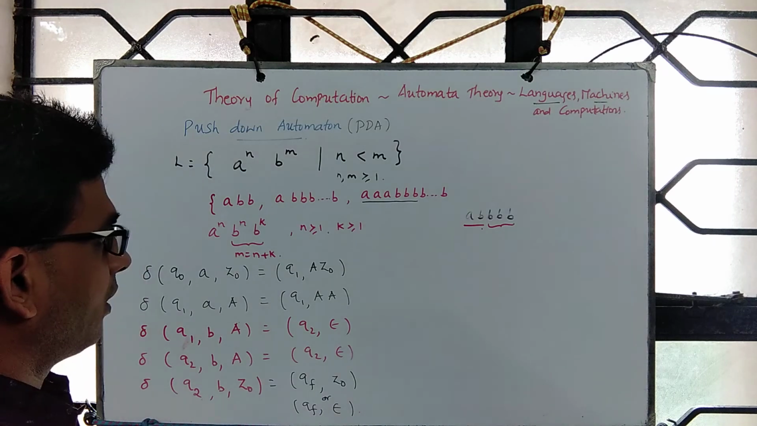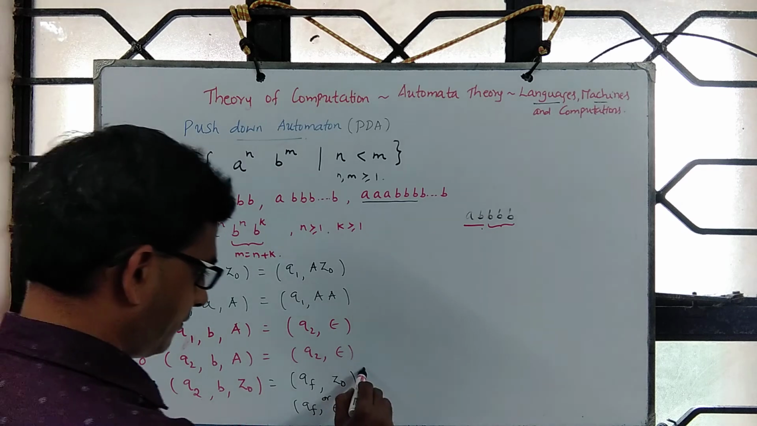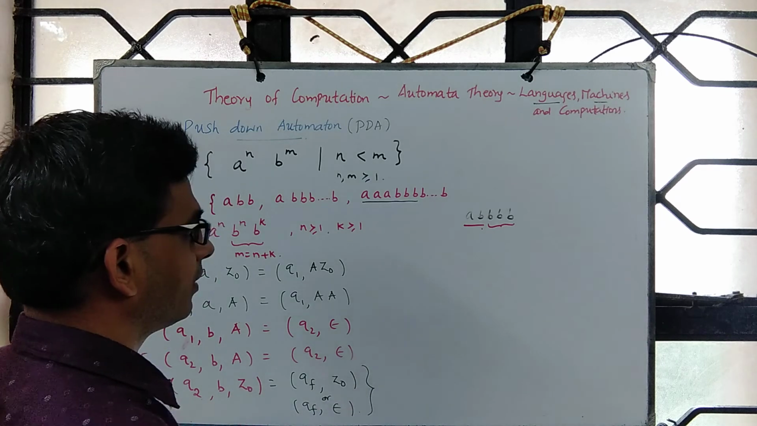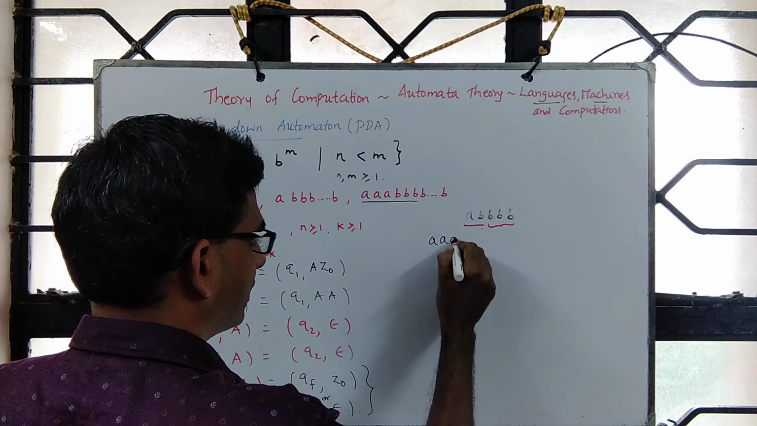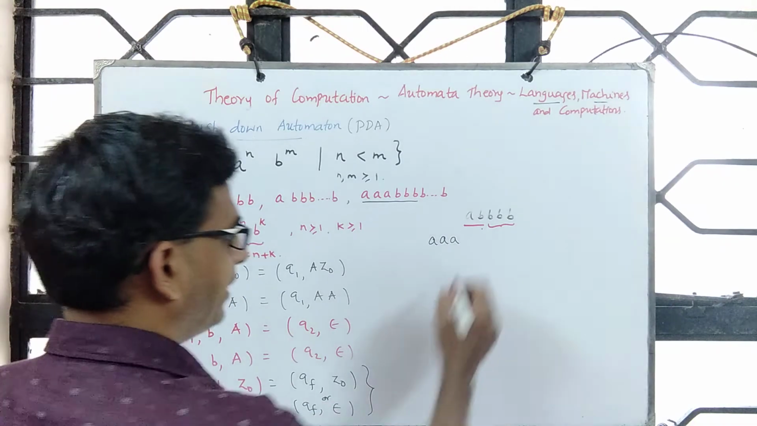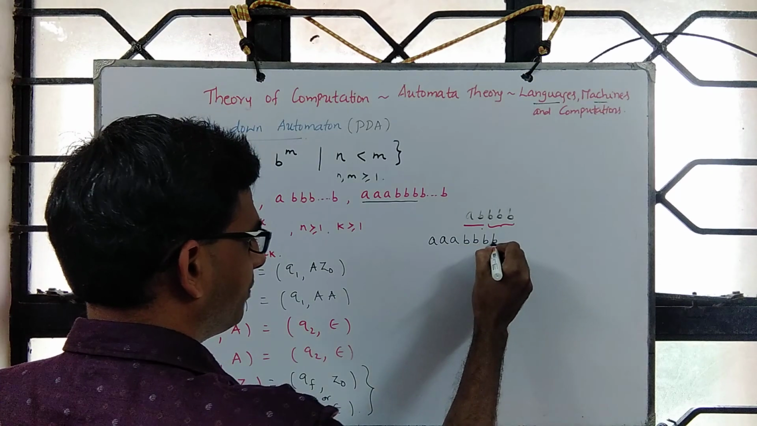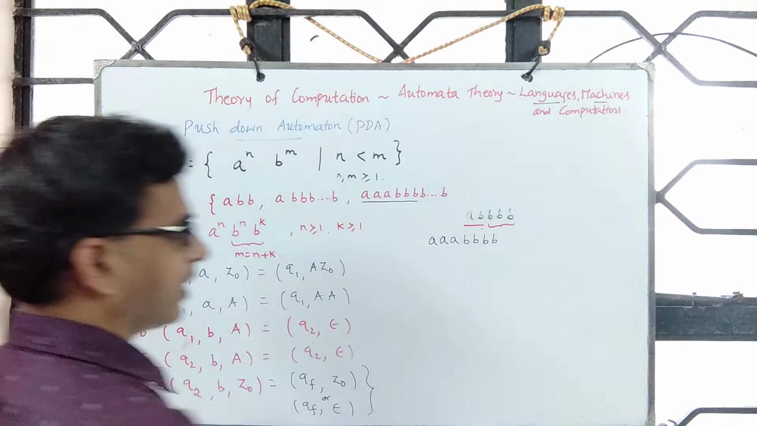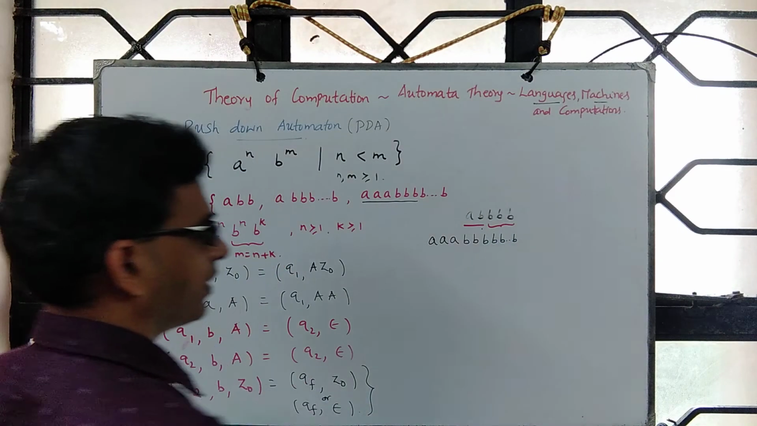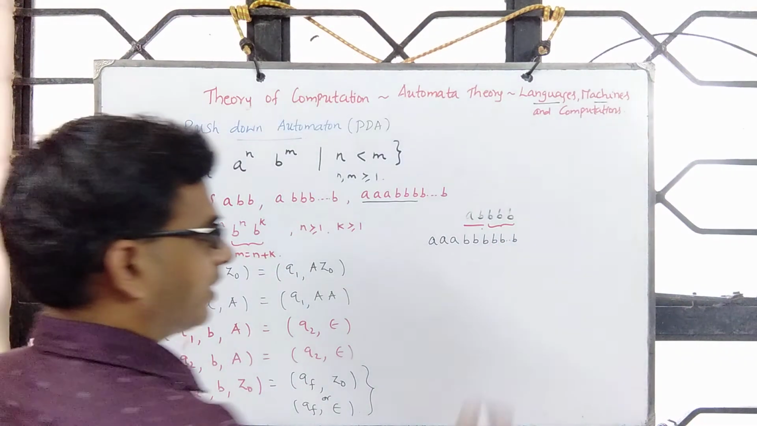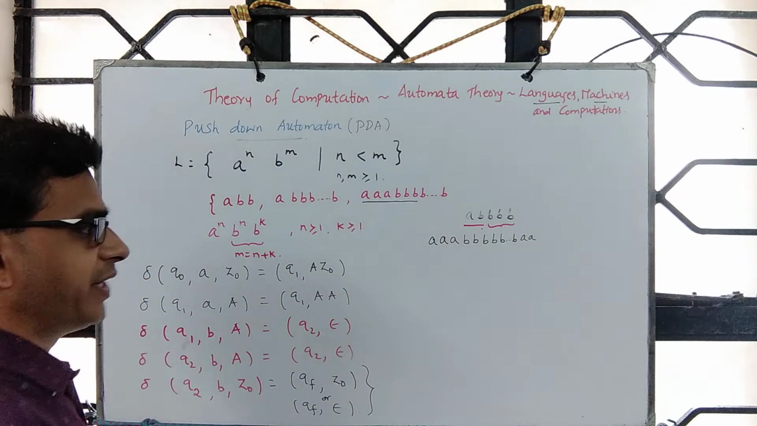Okay. But one has to be careful with this part. For example, what if the input string is a a a followed by 4 b's and then maybe a couple of more b's. But after that, what if you have 2 a's?